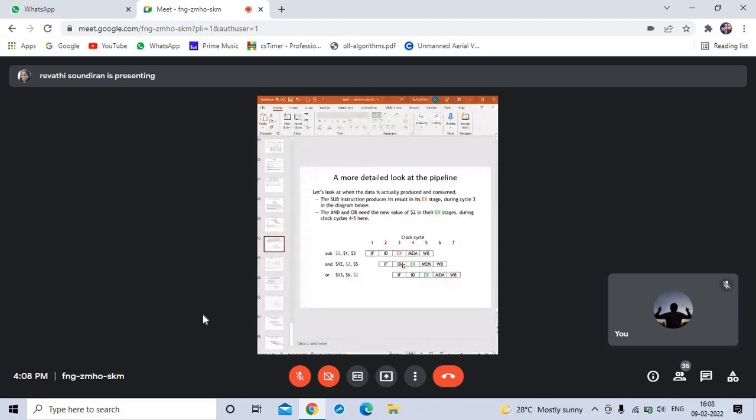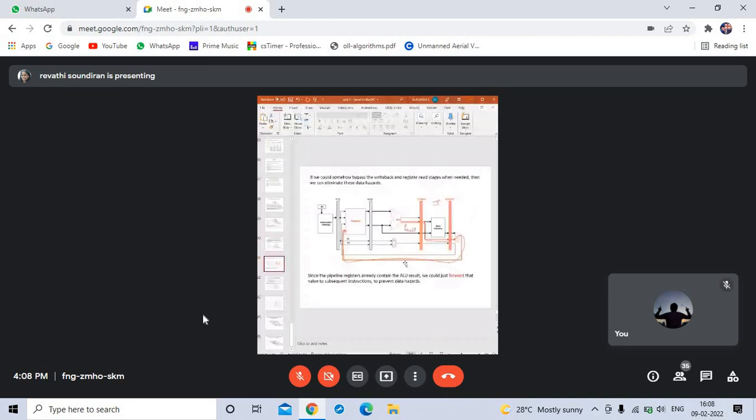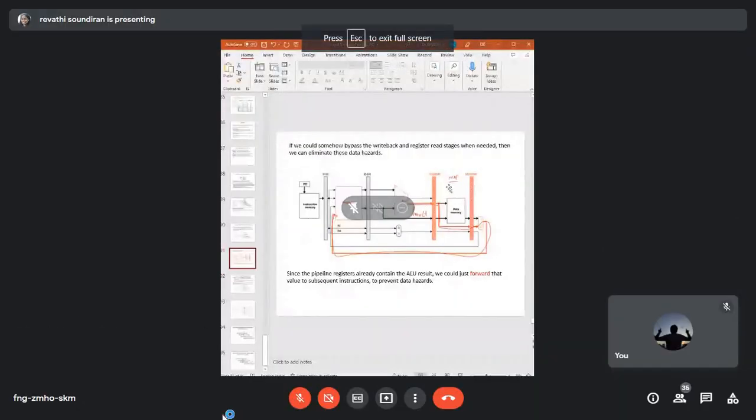Now this is a pipelining register, where your ALU results will be written. Instead of writing into the data memory, fetching the data, and then writing back to the register S2, you bypass these two pipelining registers that contain the ALU result and simply forward the value to the subsequent instruction using the pipelining register. Then you eliminate this data hazard.